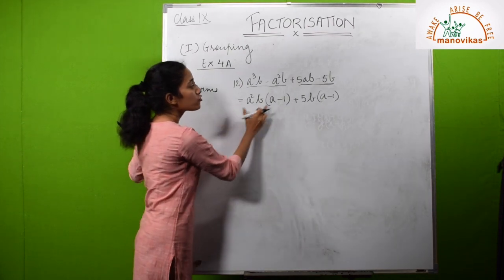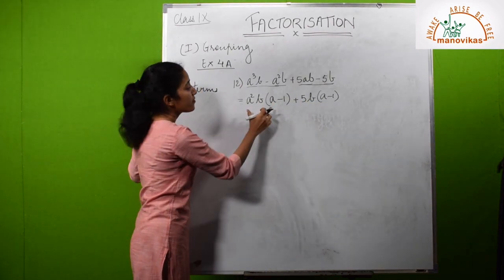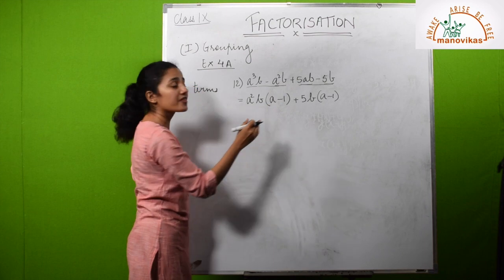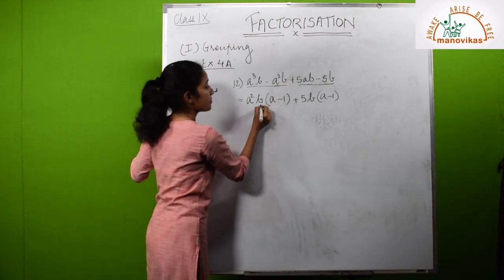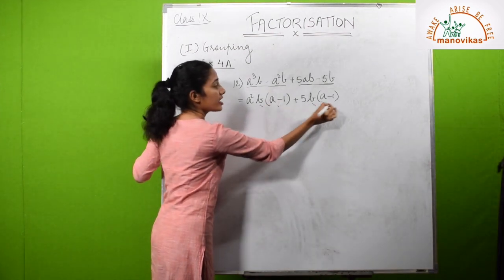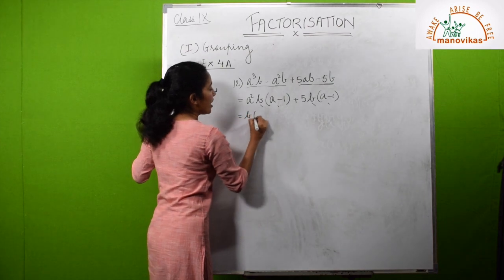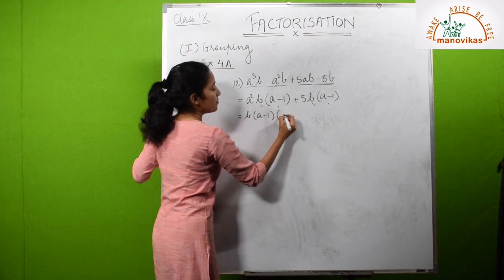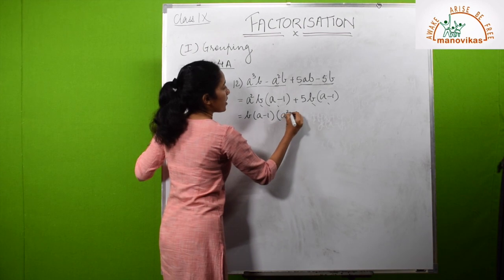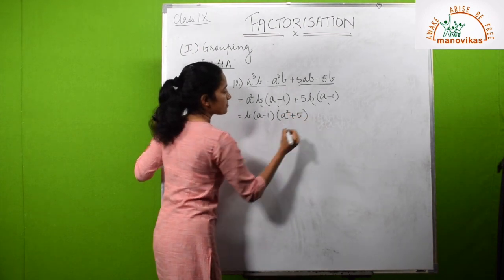So now we have reduced to two terms. Once you have reduced to two terms, you again check if there is any other common factor, which is b, and a minus 1, a minus 1. So b and a minus 1 will be common, and you have a square plus 5.